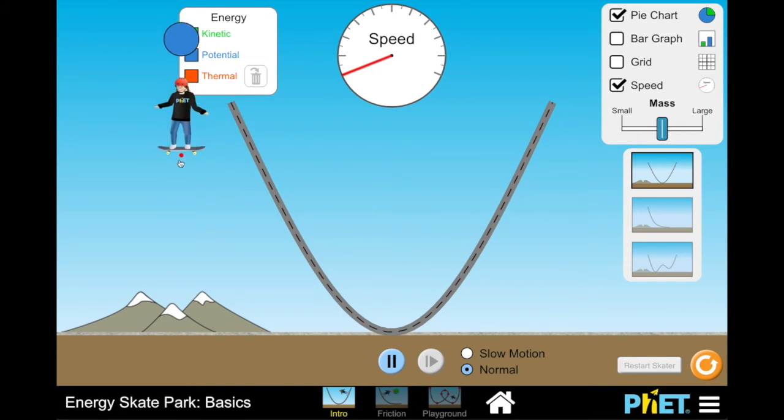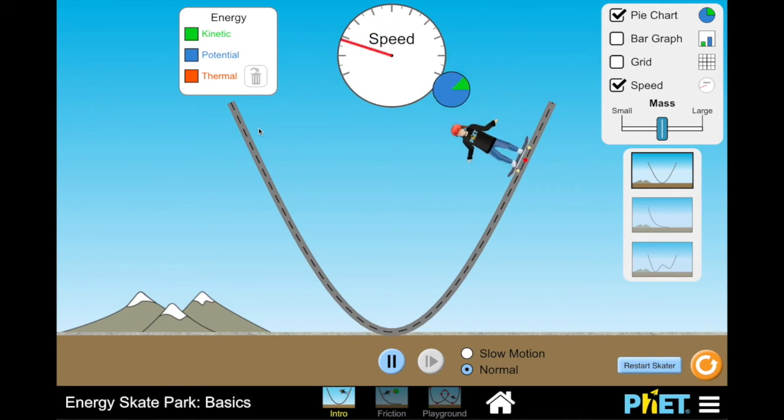Notice that the size of the pie chart increases as we lift her up. The pie chart doesn't stay the same size because I'm not inside the system. I'm lifting her up from outside the system. For now, we're going to assume everything's inside the system. As soon as I let go, she has all the energy that she's going to get. Watch how the size of the pie chart never changes.